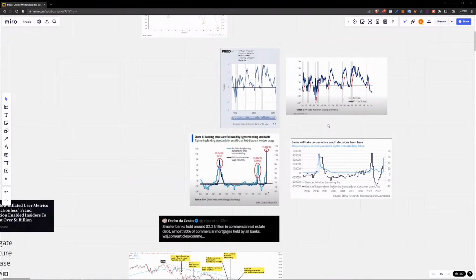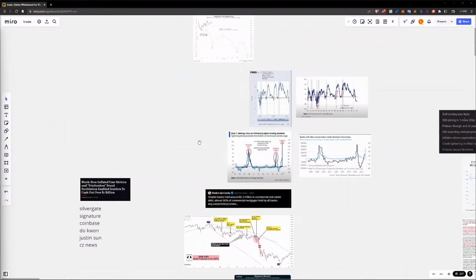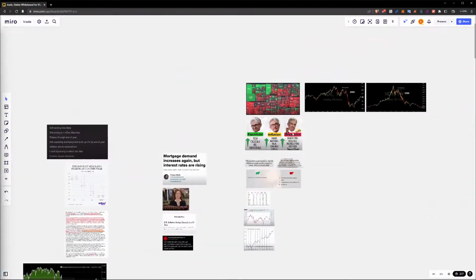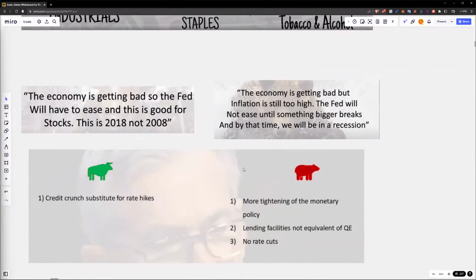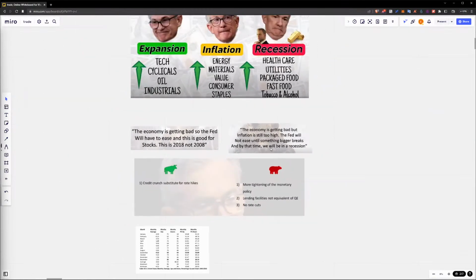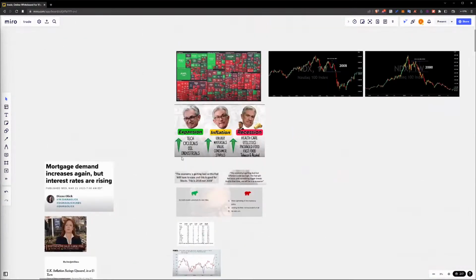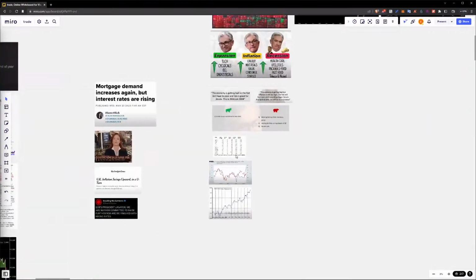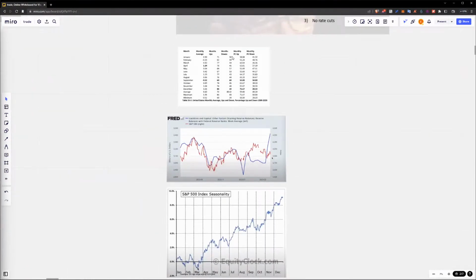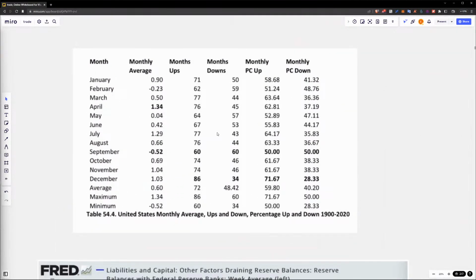Maybe can you go back to your bear versus bull reasons and zoom into that? Credit crunch as a substitute for rate hikes, more tightening. Okay, but go down. You had those little charts. You had the April bullishness, zoom in. This is the bullish case: April is already a really good month.